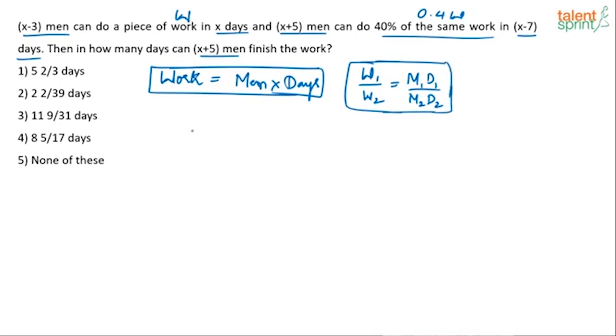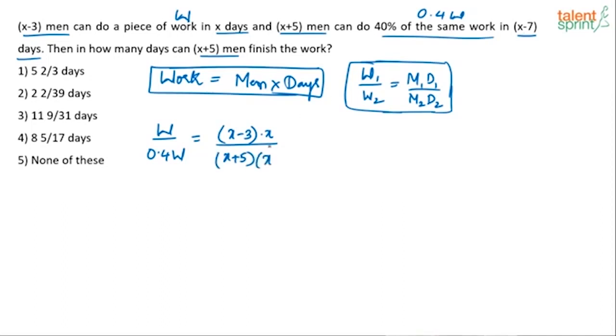But then you should not put these steps on paper. You should directly start with this. W by 0.4 W. Work by 40% of work. W1, W2 equals M1 D1 by M2 D2. What is M1? X minus 3. What is M2? X. So x minus 3 into x divided by, what is M2? X plus 5. What is D2? X minus 7. That's it.